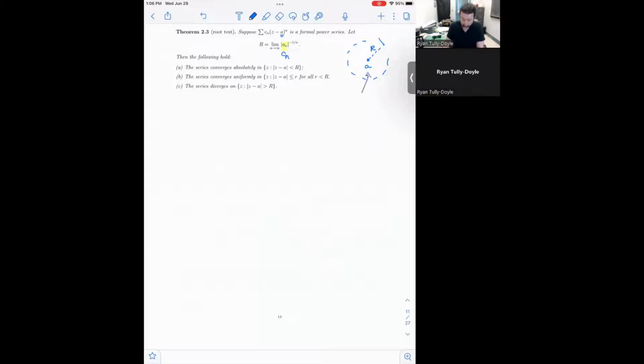absolutely in this disk. In fact, we can actually just draw a picture real quick here, maybe a better picture, because there's little r's here as well. So the idea is you have some a value, you have a disk around it. The radius of this disk is r. On the interior of that disk, you converge absolutely. So this is absolute convergence in here. On any smaller disk, so say the radius of this is r, this is uniform convergence. And now here you have divergence. So the root test completely characterizes the behavior of the power series. So we should say r is called the radius of convergence.